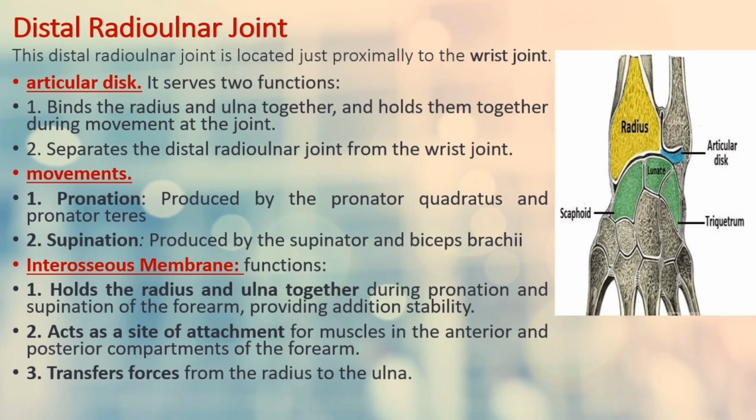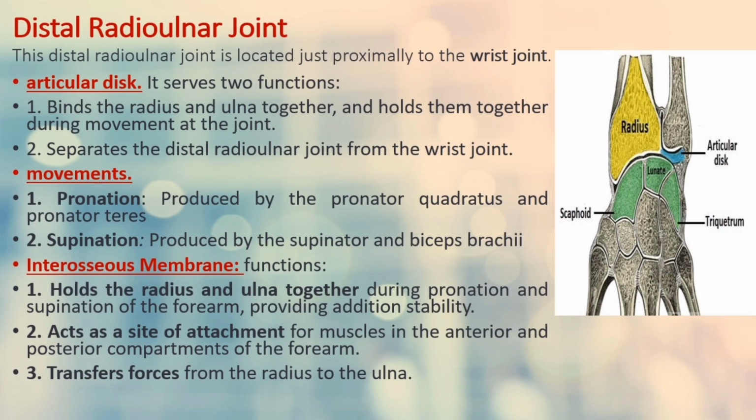The distal radio-ulnar joint is located just proximal to the wrist joint. It is an articulation between the ulnar notch of the radius and the ulnar head. In addition to anterior and posterior ligaments strengthening the joint, there is also a fibrocartilaginous ligament present, called the articular disc. It serves two functions: it binds the radius and ulna together, and holds them together during movement at the joint. It also separates the distal radio-ulnar joint from the wrist joint.